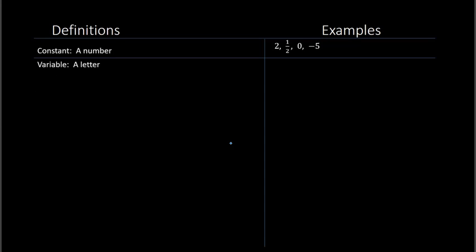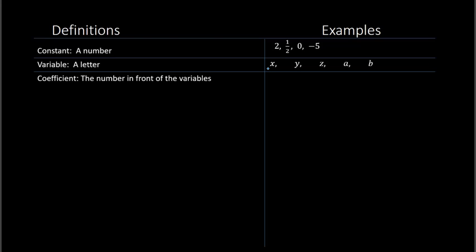Next we have a variable, which is a letter. So we have x, y, z, a, b, etc. So any letter that represents an unknown number is a variable. And variable means changing. All right, so these letters could change. They could be something different each time. So that's why it's a variable.